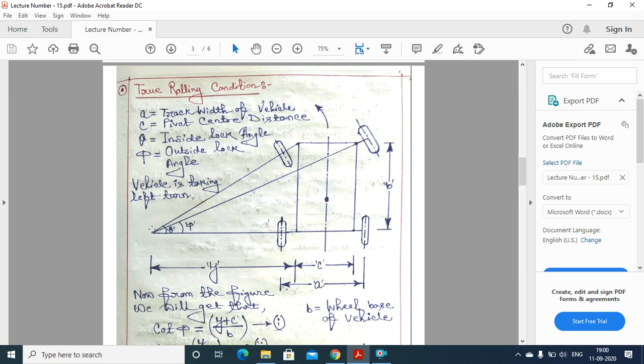Again I am repeating that small a is the track width of the vehicle, small c is the pivot center distance, theta is the inside lock angle, phi is the outside lock angle, and small b is the wheelbase of the vehicle. Small a is the track width. What is the definition of track width?